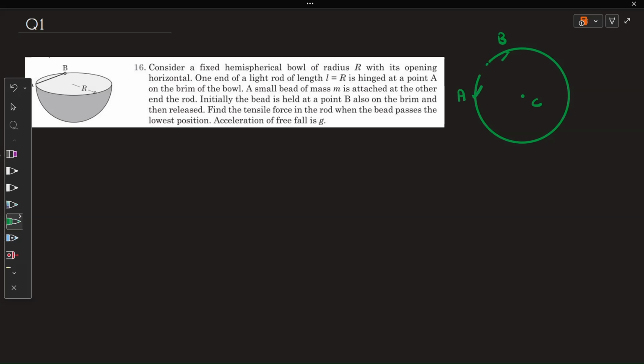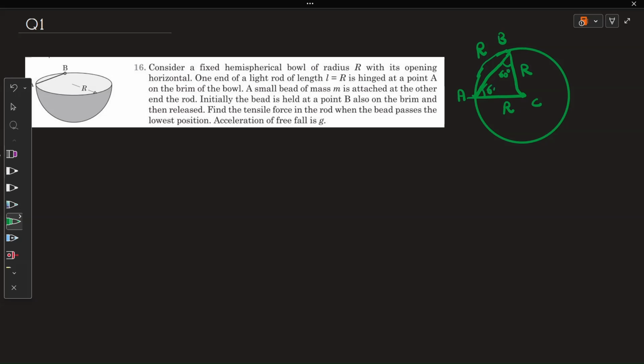We are using a rod, and these are all the radius. So this is R, this is R, because A and B are on the periphery. Now this is the rod, and this is also a length of r. So triangle ABC is an equilateral triangle, so the angle is 60 degrees.